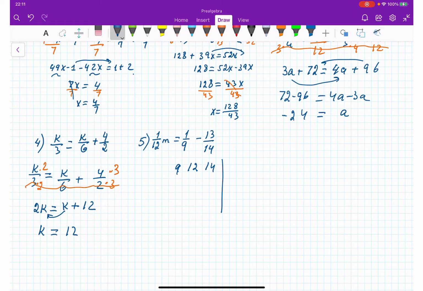So 9, the prime number I can divide 9 by is 3. Here will be 3. 12 I can divide by 3 will be 4. 14 I cannot divide by 3, so it will stay 14. Next, 3 I can divide by 3 will be 1. 4 I can divide. 14 I cannot divide. So I'm going to keep dividing until I reduce all 3 numbers to 1.